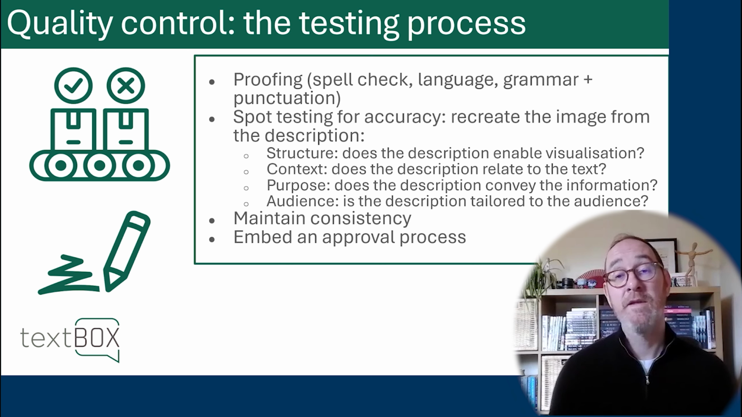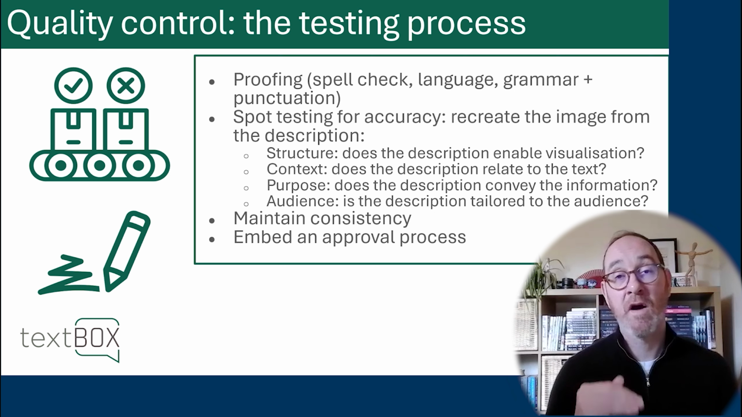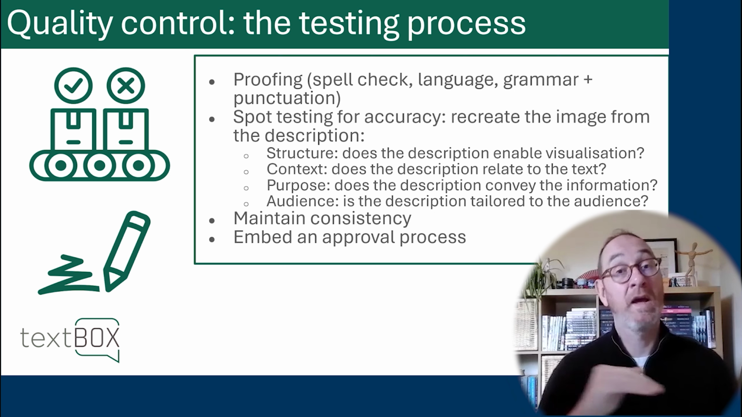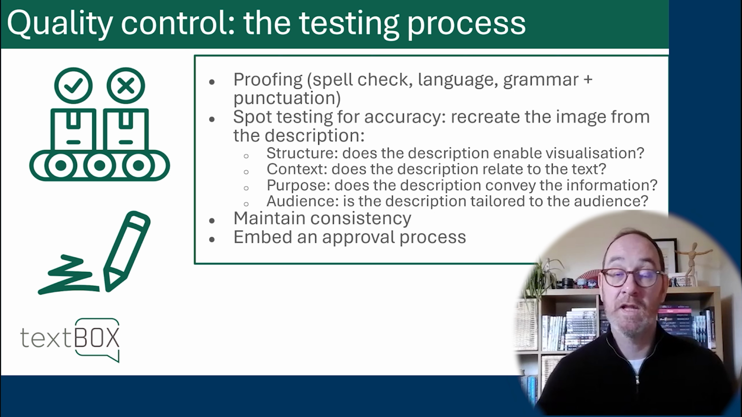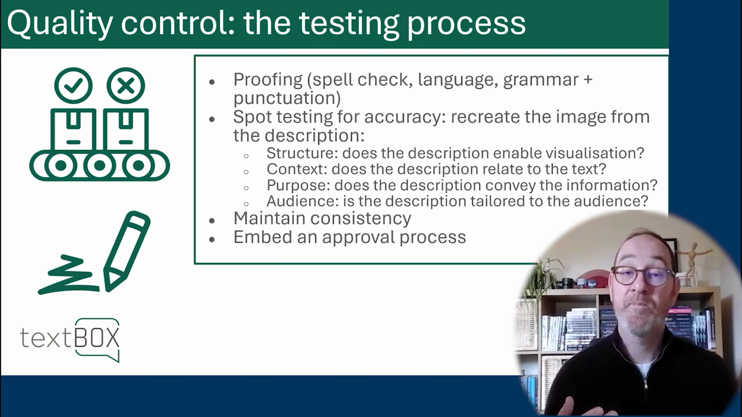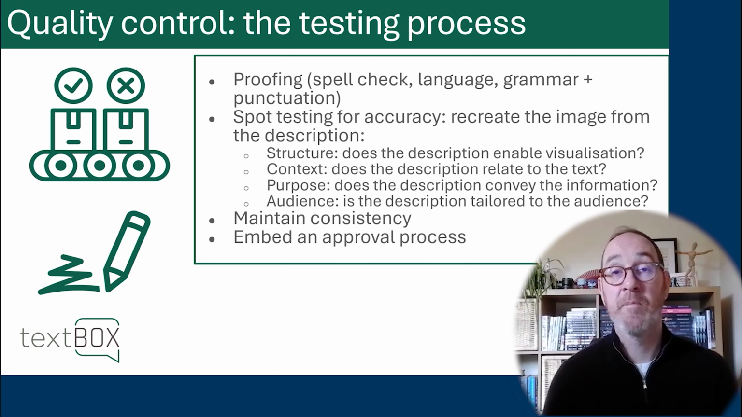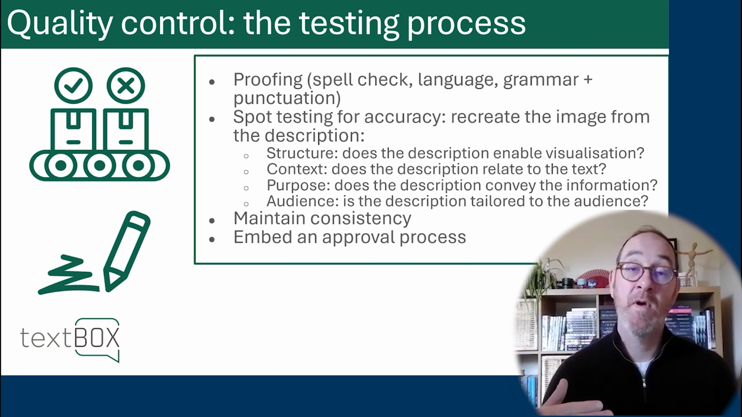Maintain consistency throughout and make sure that alt text level is a high quality throughout the book and across the books in your list, and make sure to embed an approval process so that you can actually test that content that's coming through, that alt text that's coming through, and make sure that you approve it. And if not, you have a mechanism for that to be corrected.